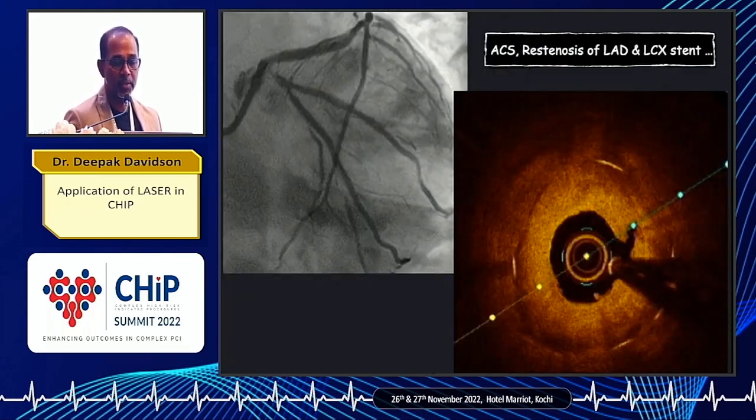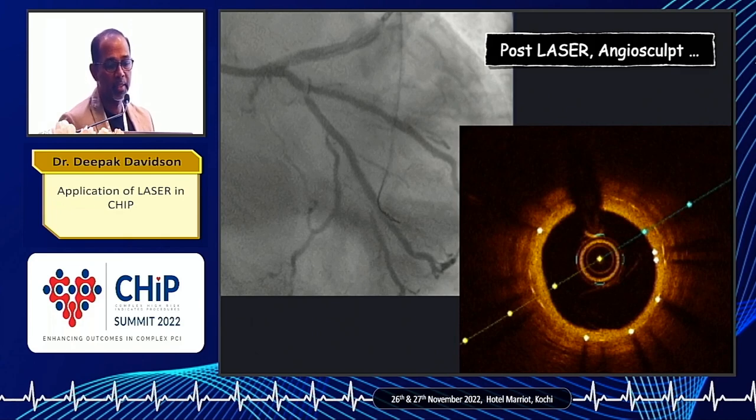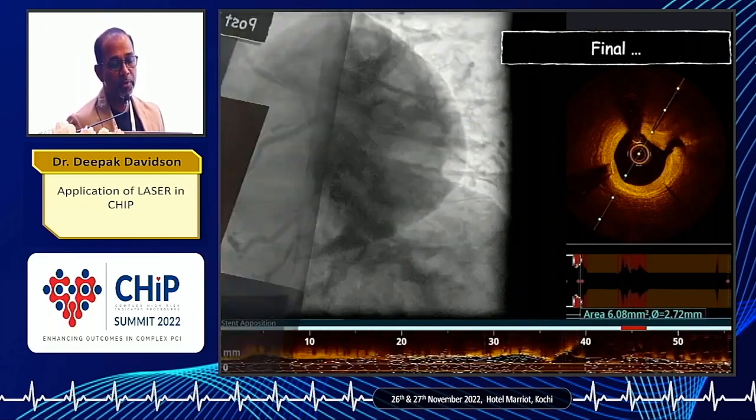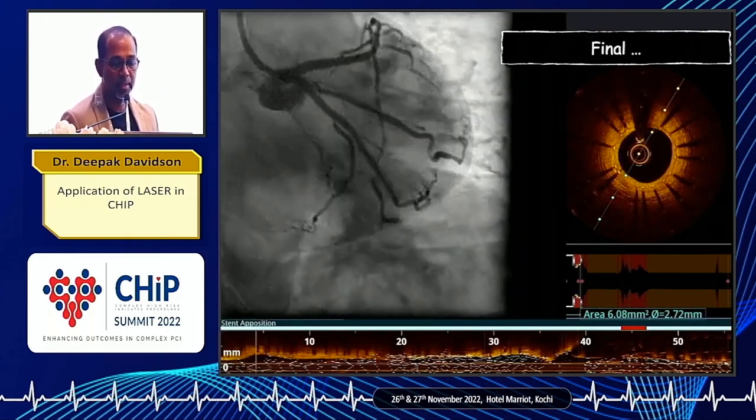Now, this is another situation, a patient who had a left main bifurcation stenting, presenting with restenosis and acute coronary syndrome. You could see in the OCT that it's a layered restenosis. There are dark areas and bright areas. That's a layered restenosis. Following lasing and angiosculpt, you could see that the vessel has almost become normal. And finally, following repeat stent implantation, that's the final result that you could achieve.